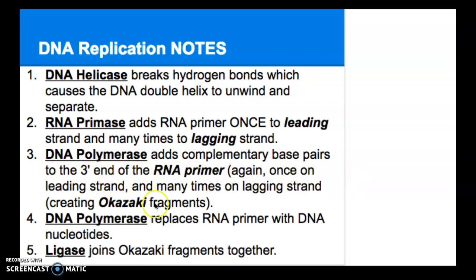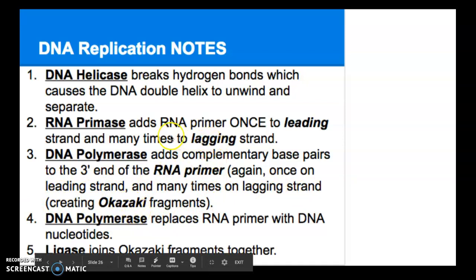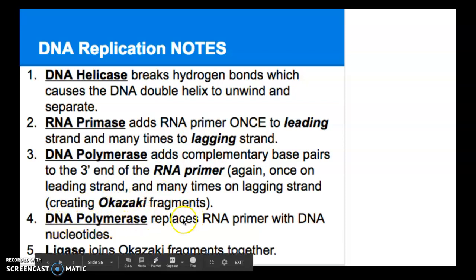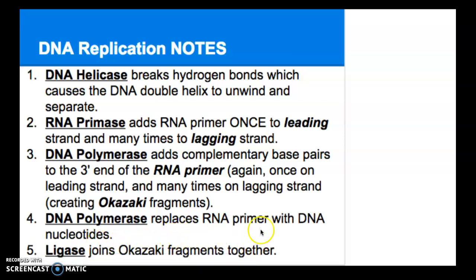Again, once on the leading strand and many times on the lagging strand. Those many times on the lagging strand are called Okazaki fragments. DNA polymerase replaces the RNA primer with DNA nucleotides. And then at the very end of this whole process, ligase joins Okazaki fragments together on the lagging strand.